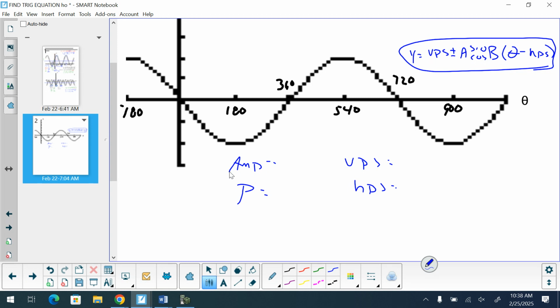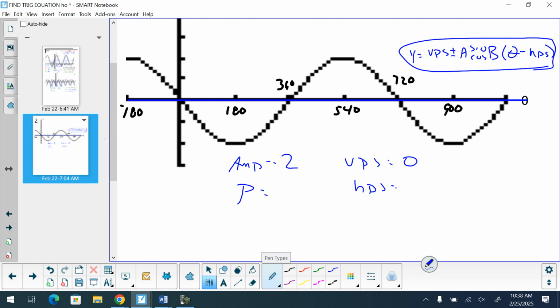What do you have for the amplitude and the vertical phase shift? 0 for vertical phase shift. Our prime axis would go right on the theta axis. So we are not shifting at all upwards or downwards. We're keeping theta axis and theta prime axis the same. So vertical phase shift is 0. Amplitude is 2 to my peaks and 2 to my valleys.